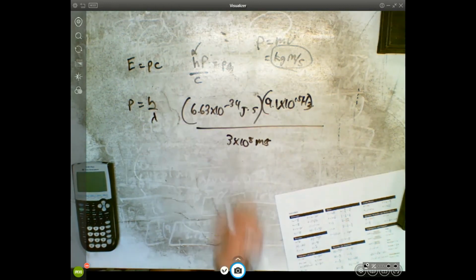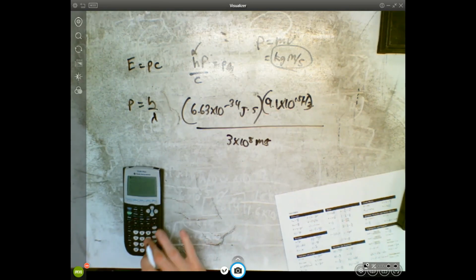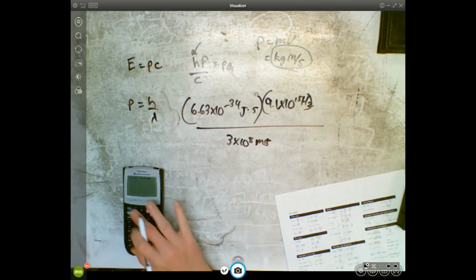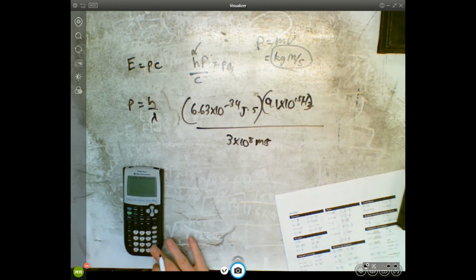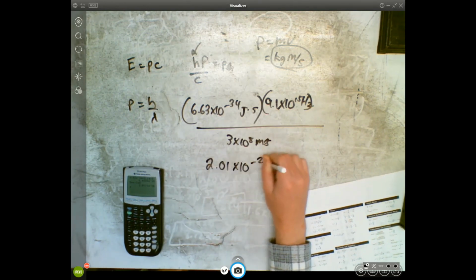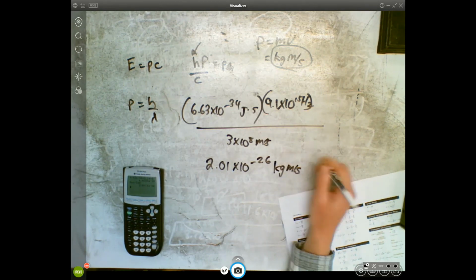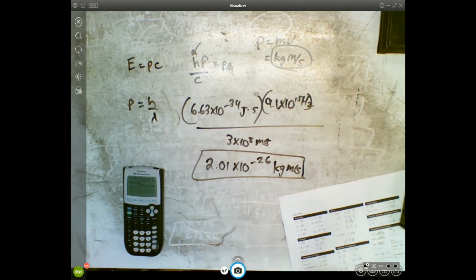Oops, this is h over lambda, not h over c. So if we plug this in, we get 6.63 times 10 to the negative 34 times 9.1 times 10 to the 15 divided by the speed of light, and you get 2.01 times 10 to the negative 26. Because it's momentum, we get kilograms meters per second, and a photon isn't going to have very much momentum, so getting really, really small numbers is going to be very normal for these.